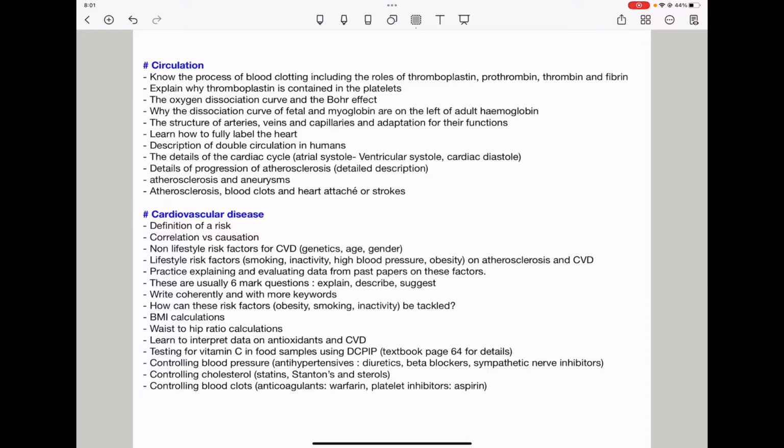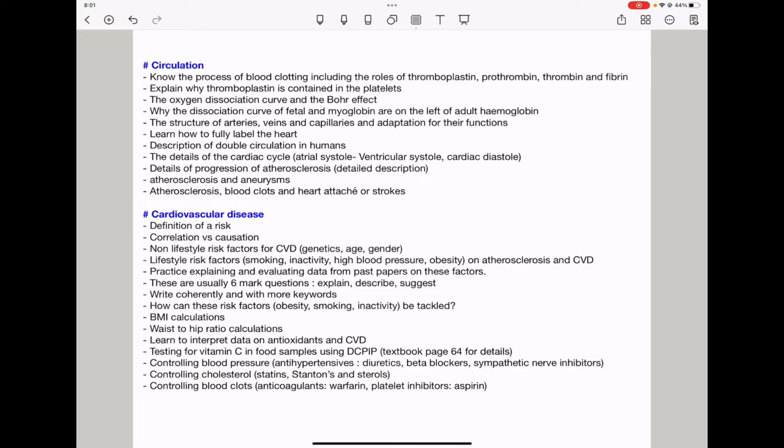You need to know about the oxygen dissociation curve and the Bohr effect. You need to know why the dissociation curve of fetal hemoglobin as well as myoglobin are on the left of the adult hemoglobin curve. That is because they have a higher affinity for oxygen at the same partial pressure in comparison to that of hemoglobin.